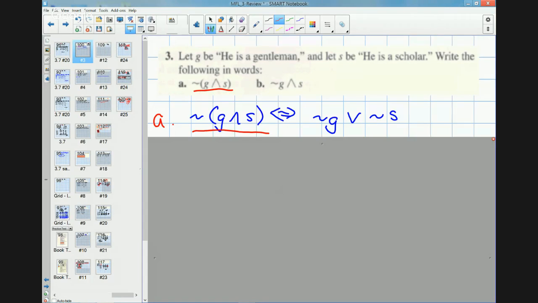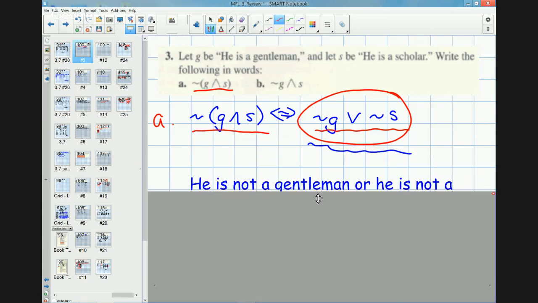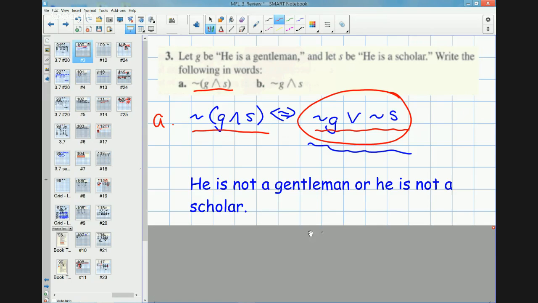You guys all remember, what's another way to rewrite the negation sign outside of an and? Do you all remember that? Flip the sign. So what is that in words over here on the right? He is not a gentleman, or he is not a scholar. And that would be my answer. It did want us to write it in words, not symbolically. Correct? Yep. So here we go. There you are in words.